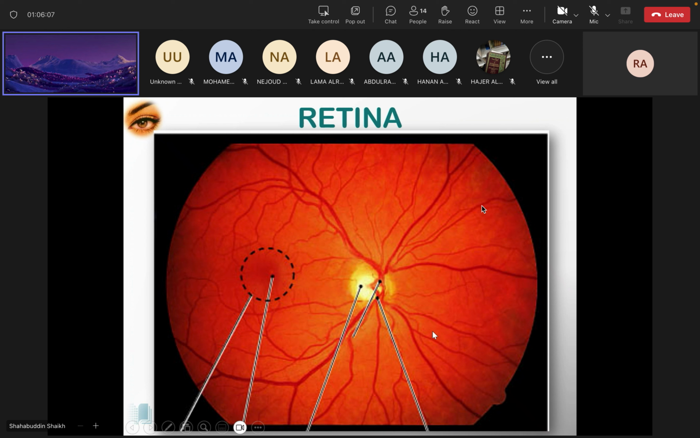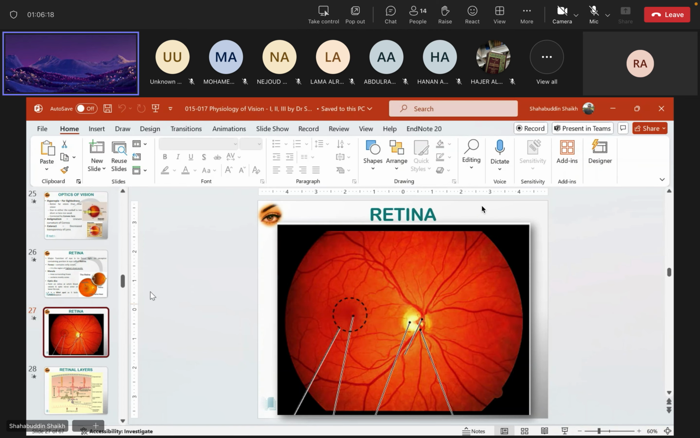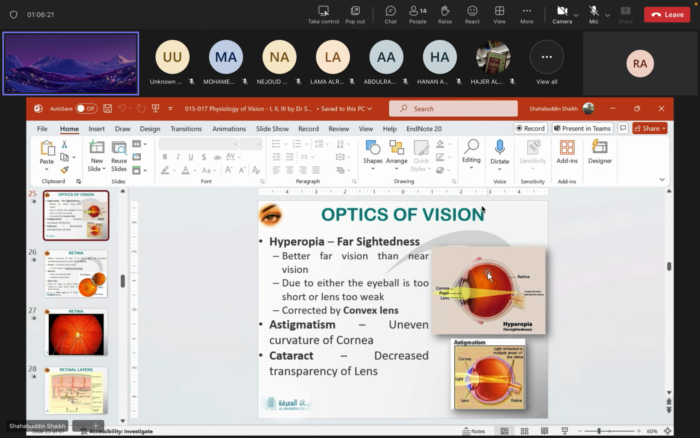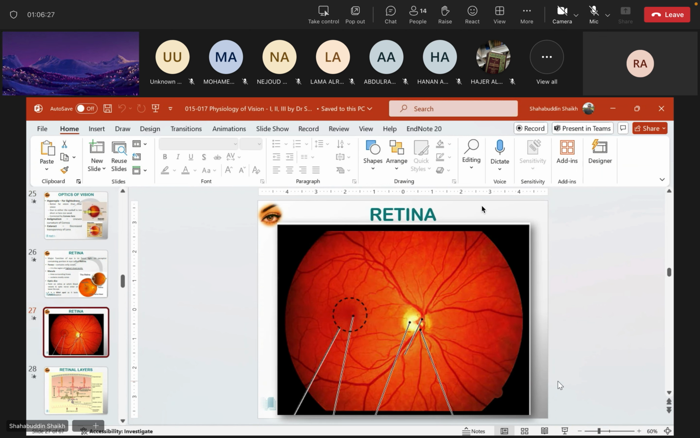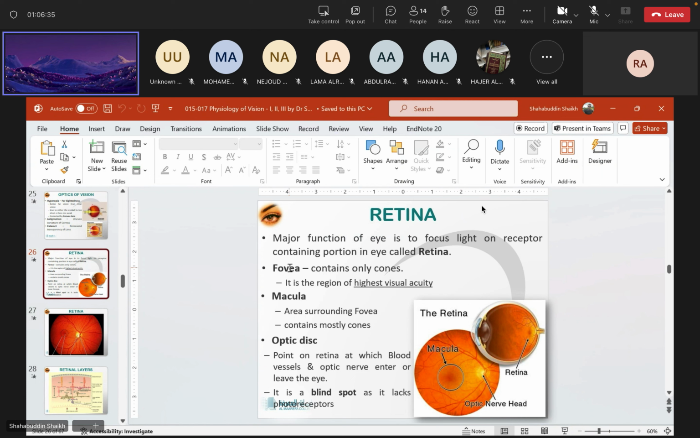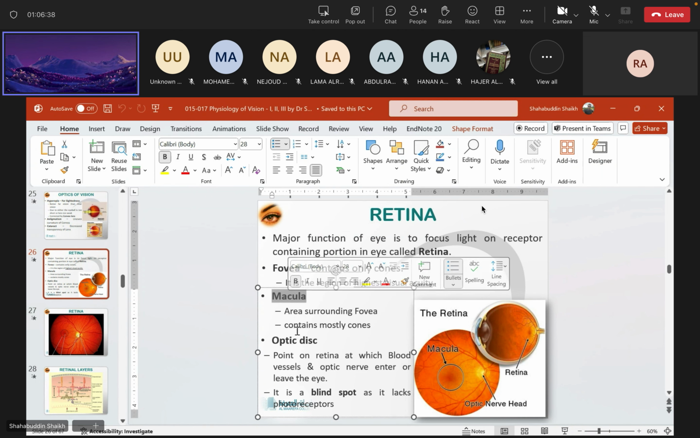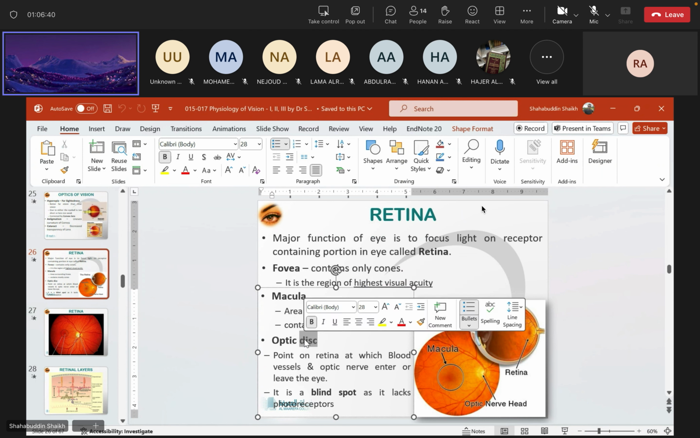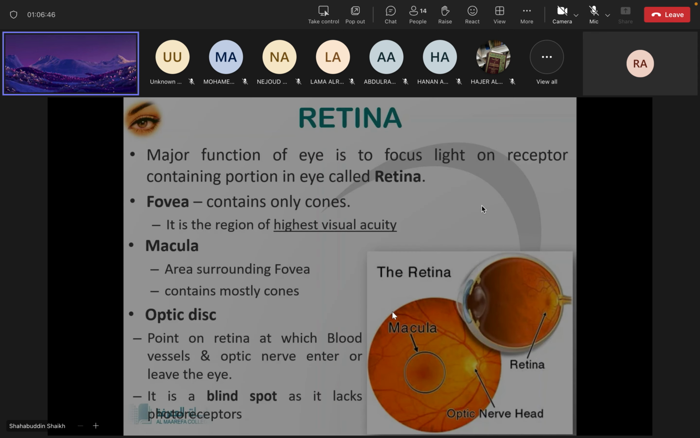Inside, it will look like this. This is our retina when we look through the ophthalmoscope. You can see this actually. So this is our retina, the posterior wall. If you go here, this part you are able to see clearly. The most important things you need to identify on the retina are the fovea centralis, macula, and optic disc. These are the three structures you should be able to identify.